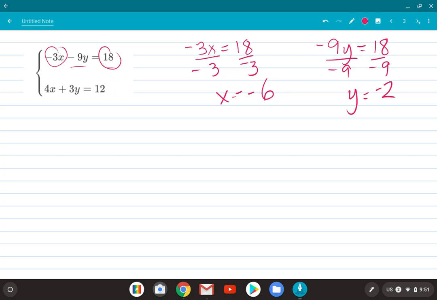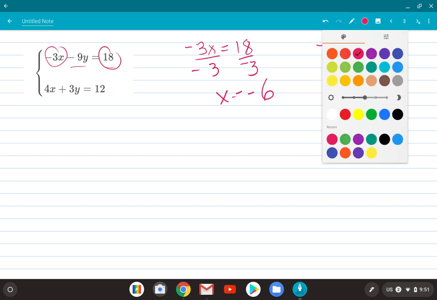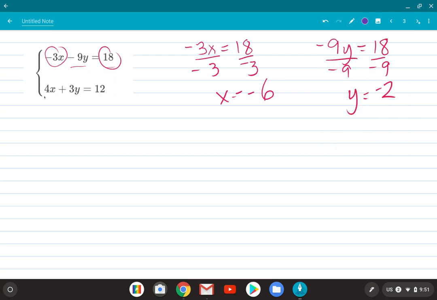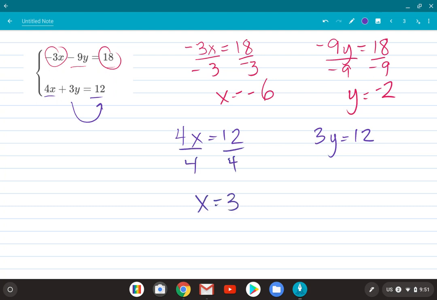Then we do the same thing with the next one. So 4x equals 12, and 3y equals 12. Divide by 4. Divide by 3. So here it's going to cross at 3 and 4. X is 3, y is 4.